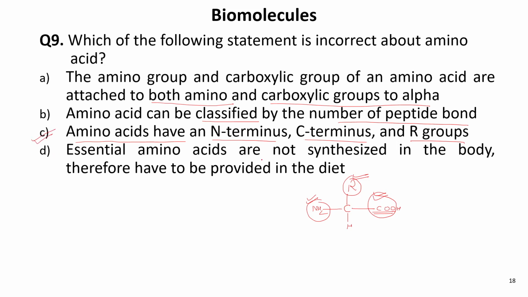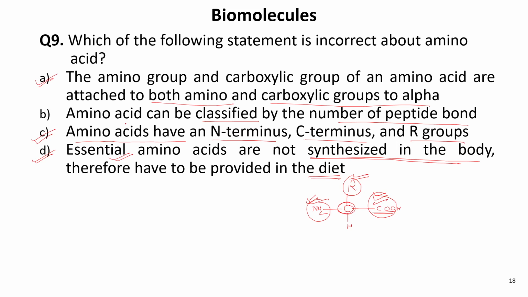Essential amino acids are not synthesized in the body. That is why they are called essential, because you have to take them in your diet. So this is also the correct statement. The first one, the amino group and the carboxylic group of an amino acid are both attached to the alpha carbon. So here, this NH2 group and COOH group are attached to this carbon. So this is also correct.